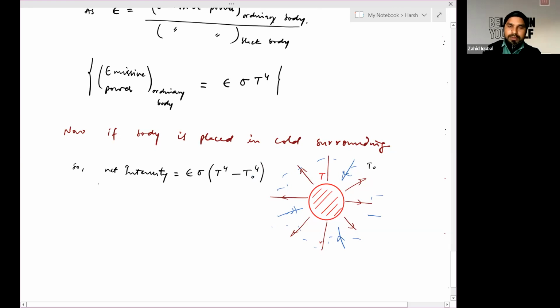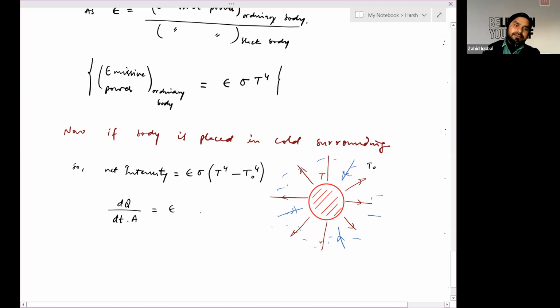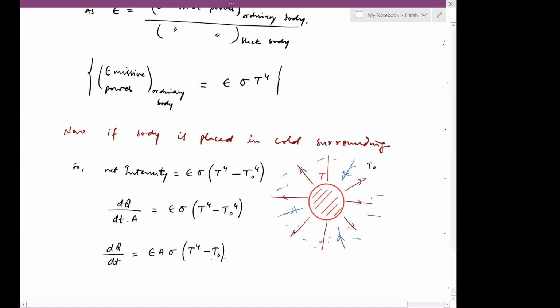Now we have to calculate amount of heat lost. So we may write this intensity as energy per unit area per unit time. So it will be heat per unit time per unit area is equal to epsilon sigma, T to the power 4 minus T naught to the power 4. Now move this A to right side. So it will be dq by dt is equal to epsilon A sigma, T to the power 4 minus T naught to the power 4.